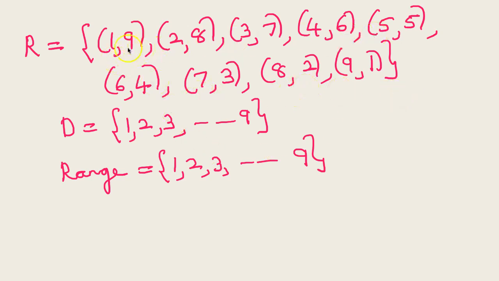So what is your domain? All the x coordinates: 1, 2, 3 up to 9. And what is the range? Again, all the y coordinates, which we arrange in ascending order. So we have 1, 2, 3 up to 9.